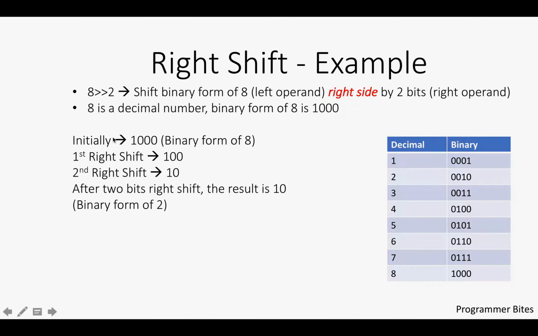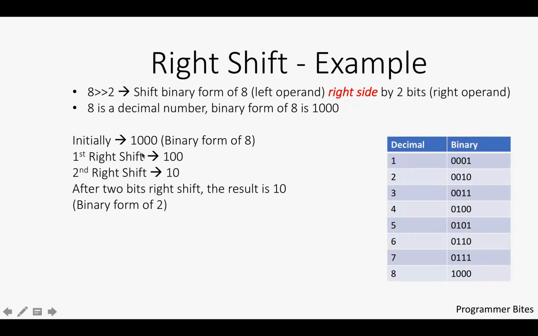Let's see the example. 8 right shift 2. It shifts the binary form of 8 to the right by 2 bits. 8 is a decimal number and the binary form of 8 is 1000. Let's see how this operation works. Initially it is 1000, that is the binary form of 8.